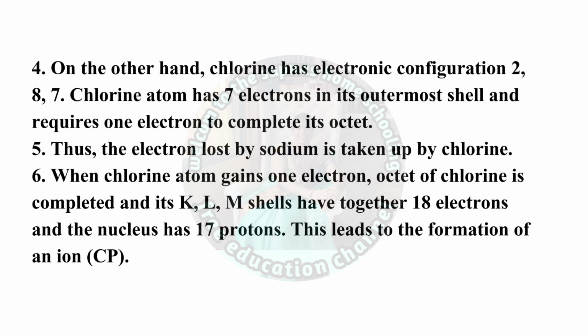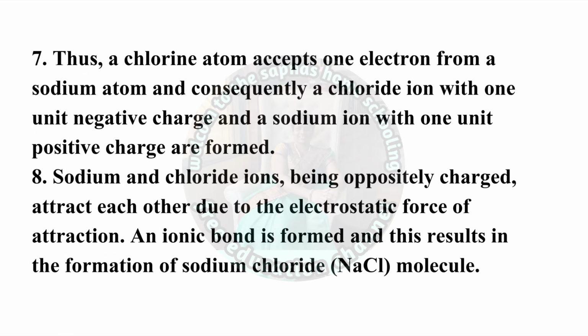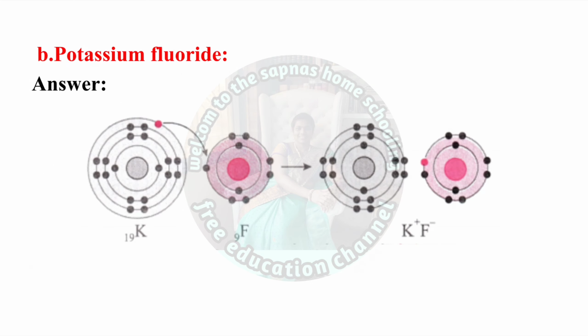This leads to the formation of an ion. Thus, a chlorine atom accepts 1 electron from a sodium atom and consequently a chloride ion with 1 unit negative charge and a sodium ion with 1 unit positive charge are formed. Sodium and chloride ions, being oppositely charged, attract each other due to the electrostatic force of attraction. An ionic bond is formed and this results in the formation of a sodium chloride molecule.